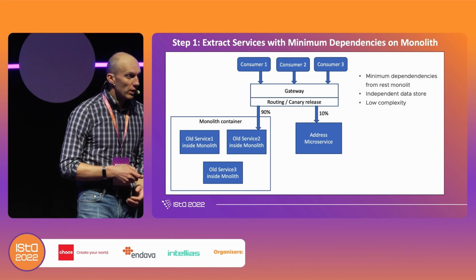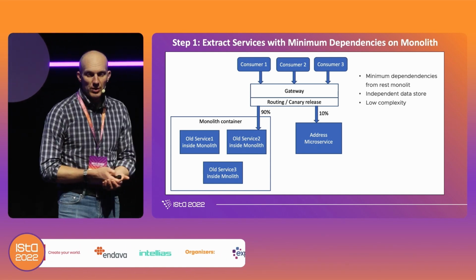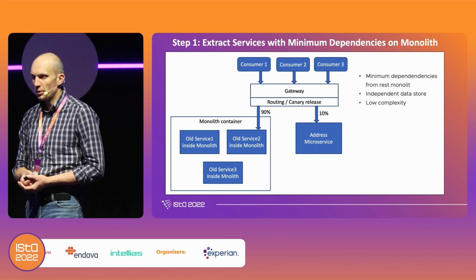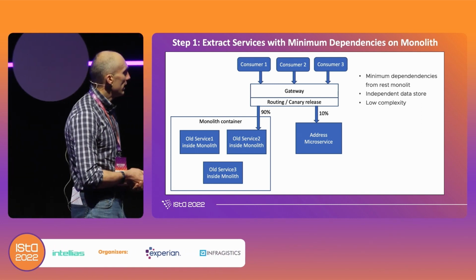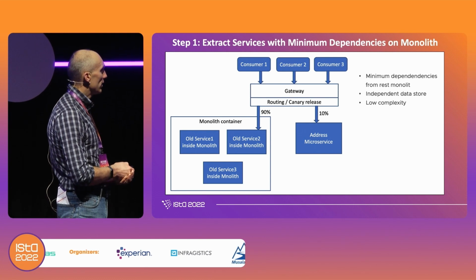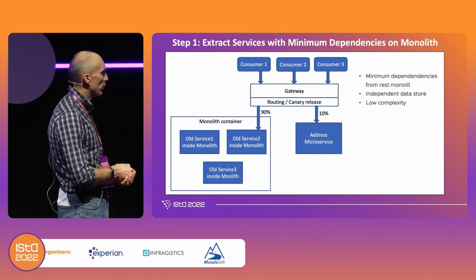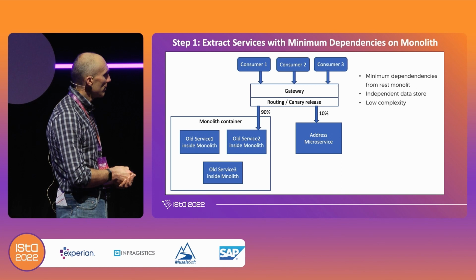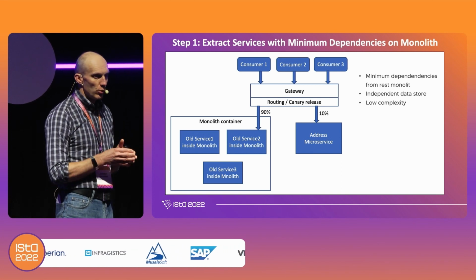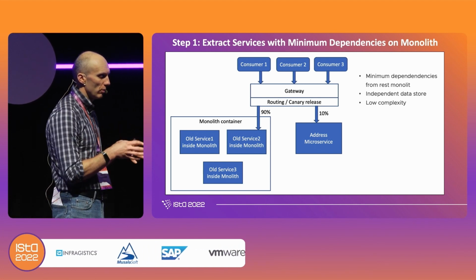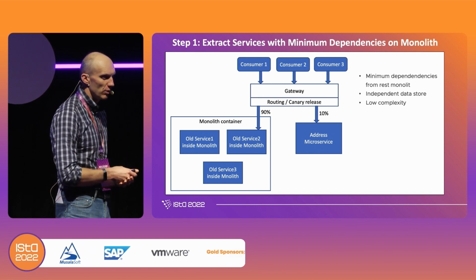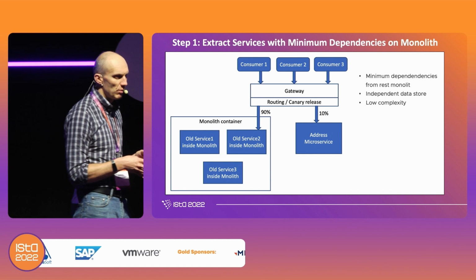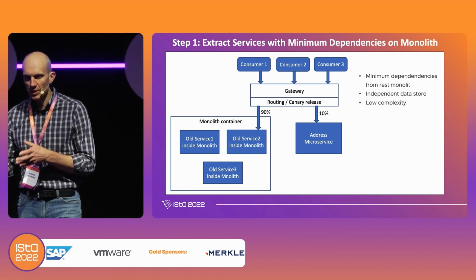Step 1, I also often recommend to the customer, what is a good start to split a big system? I recommend to find the easiest service that has as few dependencies on the others as possible, and go the easy way first. So take the easiest one. In our case, it was the address microservice. It was quite isolated. It was a simple one, and extracted.